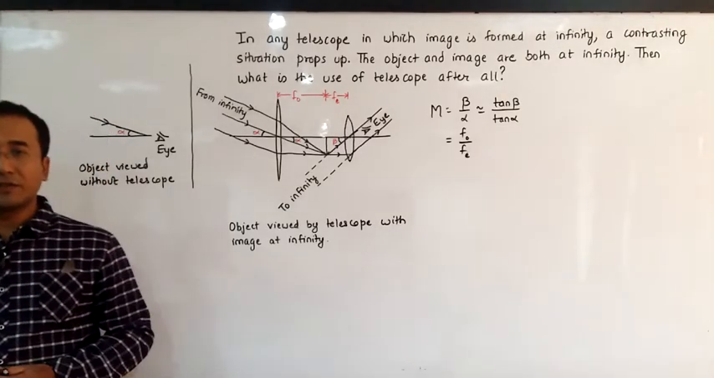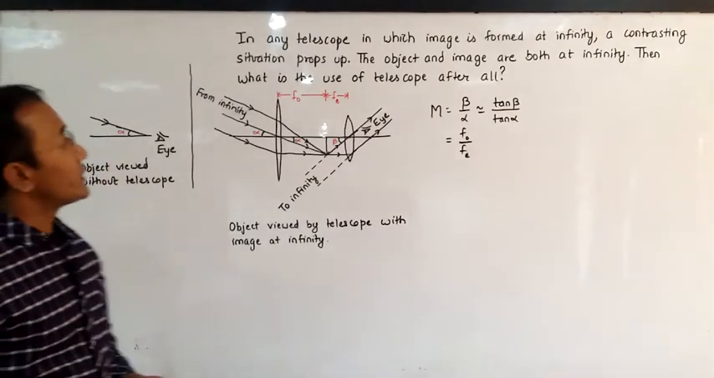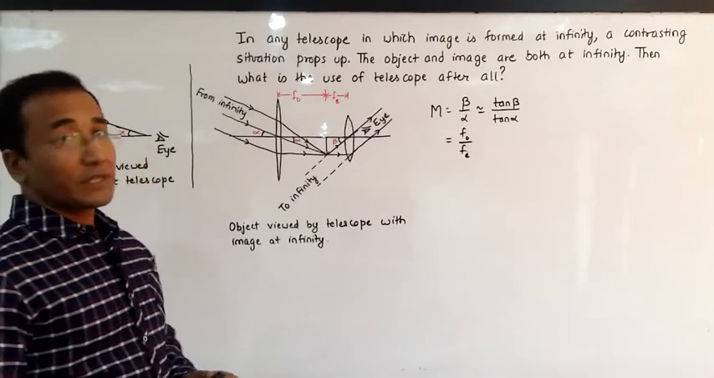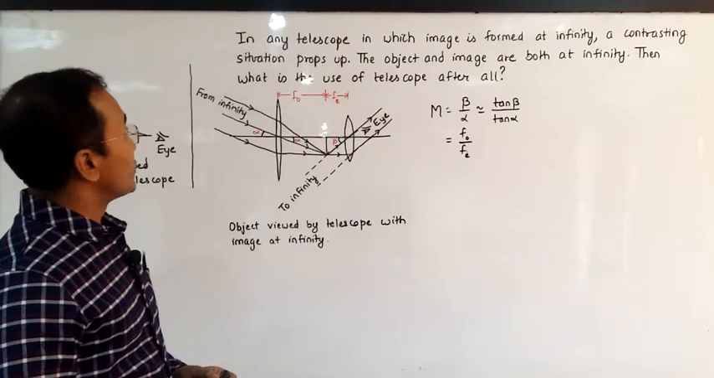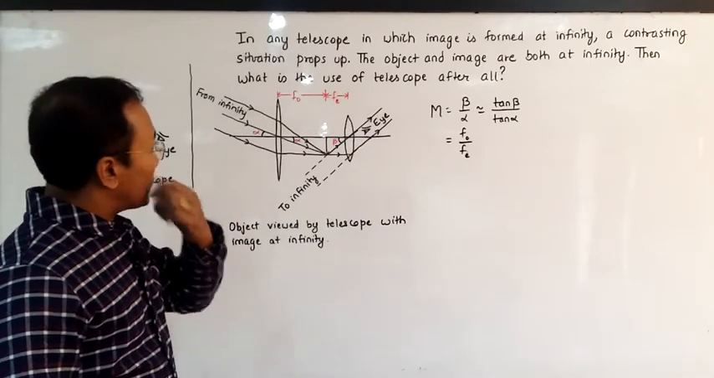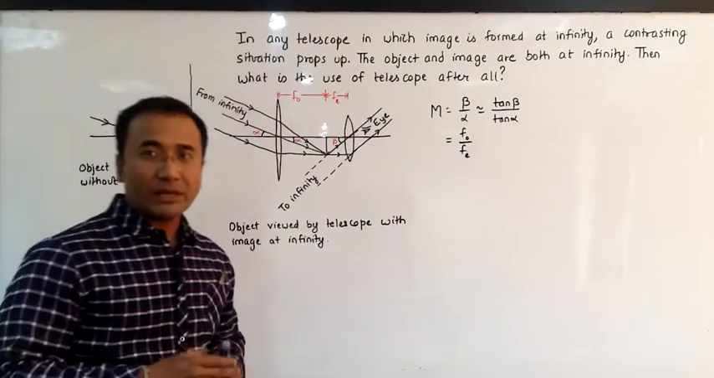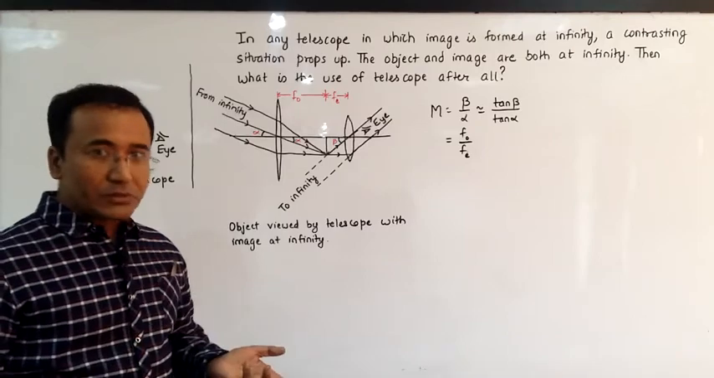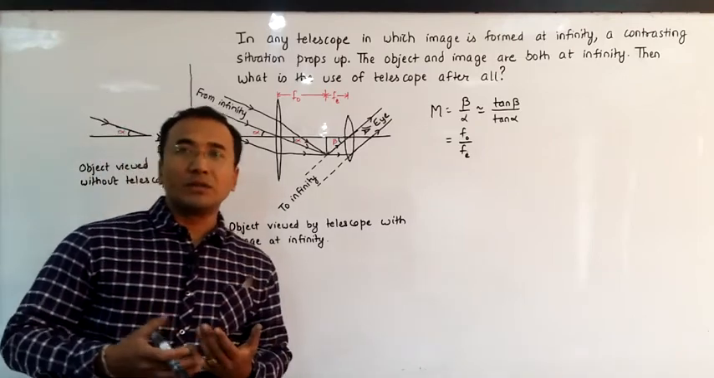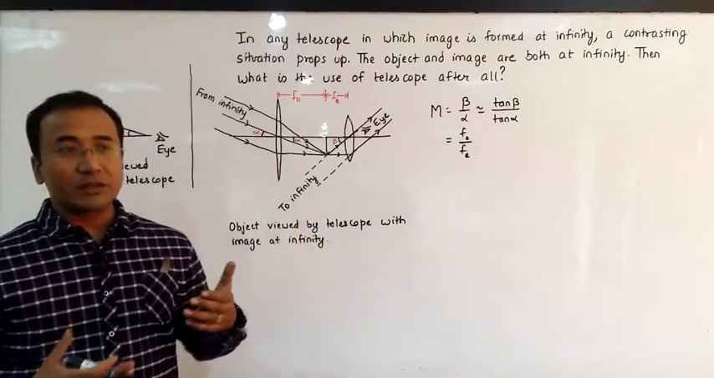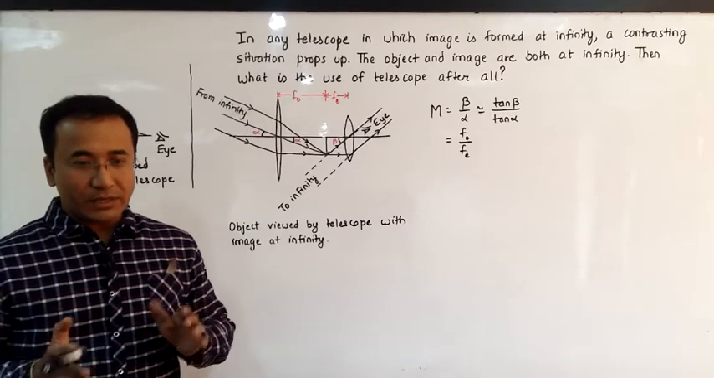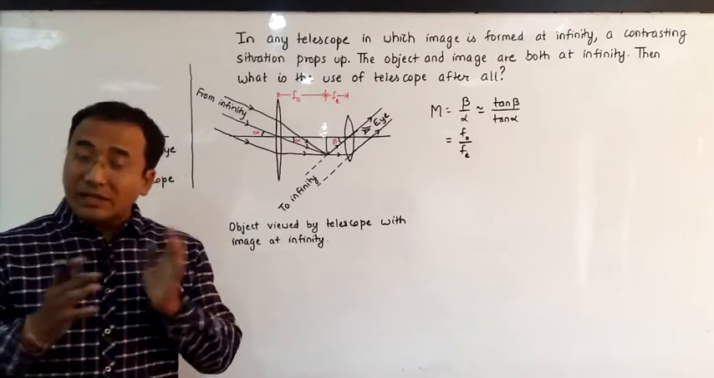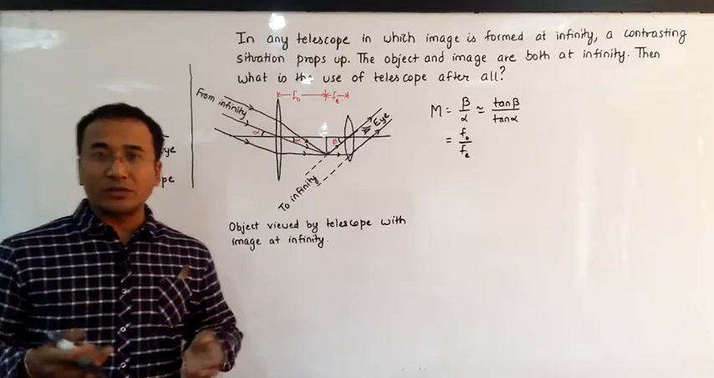Hello, the question for today is, in any telescope in which the image is formed at infinity, a contrasting situation props up. We said that the object is at infinity and the image also forms at infinity. So then what is the use of a telescope? Because we said that telescopes bring things nearer, but here we are saying that object at infinity, image at infinity, then what is the use of the telescope?